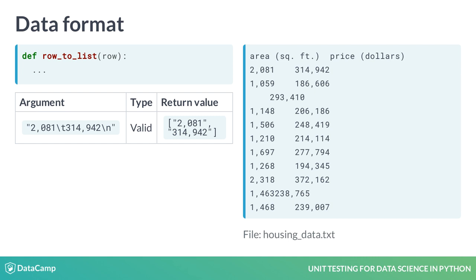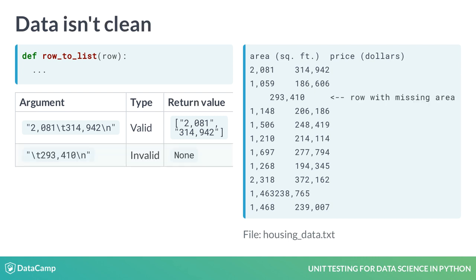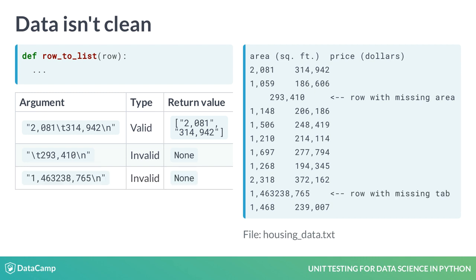If the string follows this format, the function returns a list of length 2, containing the housing area and the housing price. But this data file is not clean, and some rows in this data file do not follow this format. The third row has missing area, while the penultimate row is missing the tab between the area and price. For these invalid rows, the function should return None.